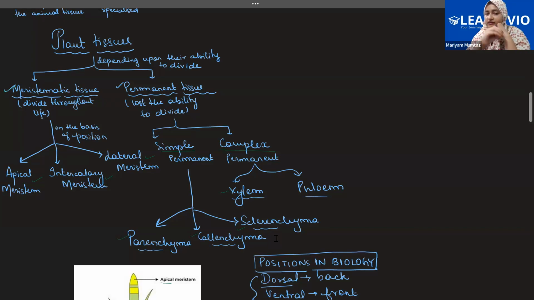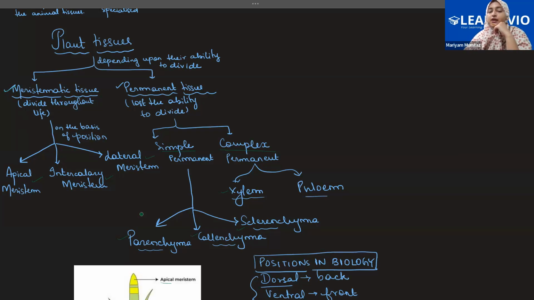And what is the basis of this division, students? Like, how do we divide meristematic tissue? On the basis of position. Very good. So we divide them on the basis of their position. All right. So when we divide them on the basis of their position, we have apical meristem, intercalary meristem, and lateral meristem.